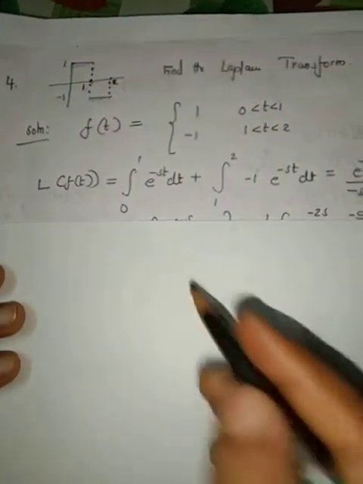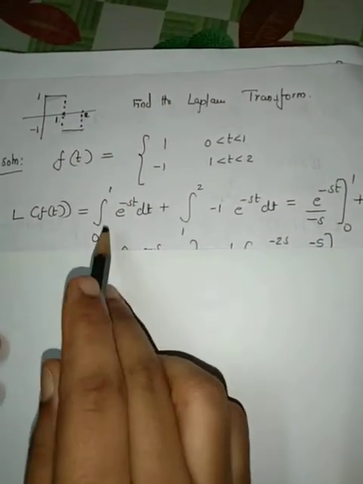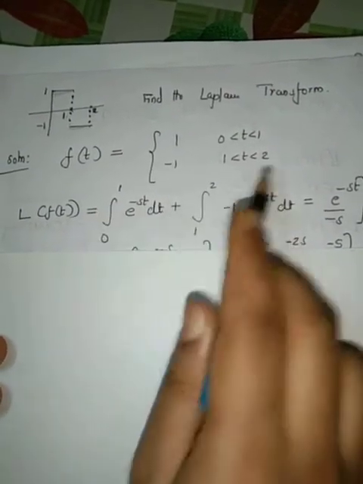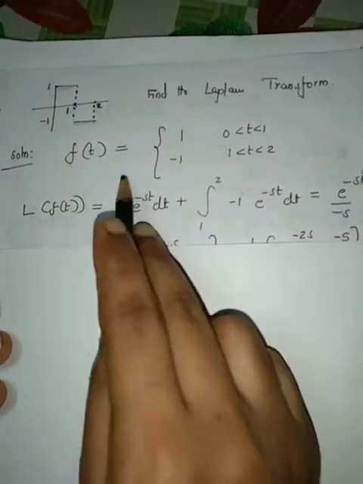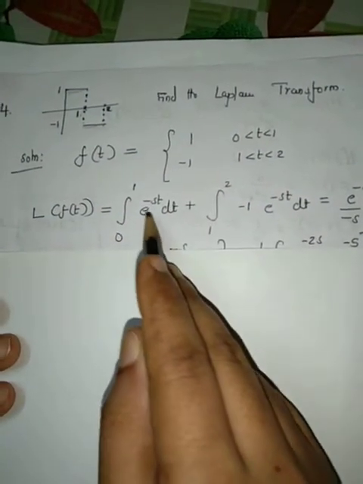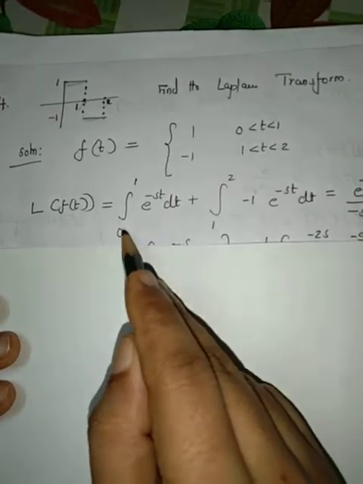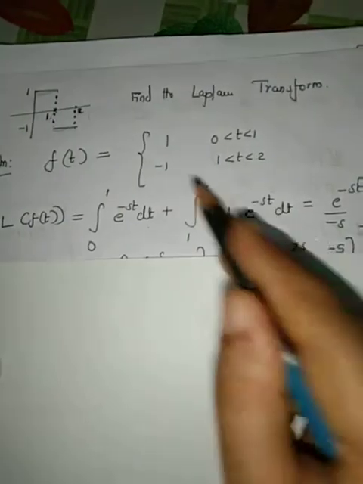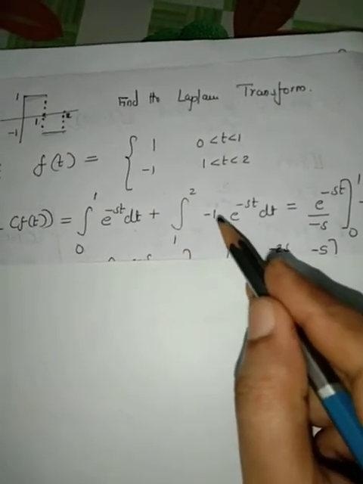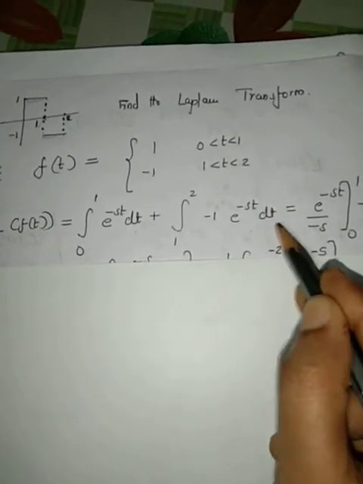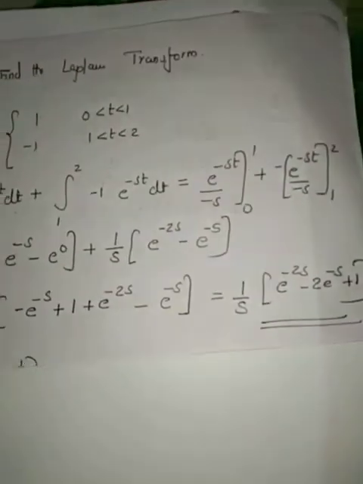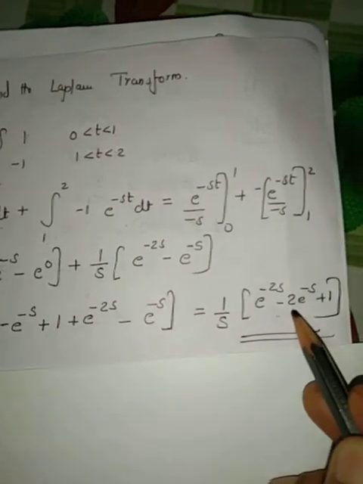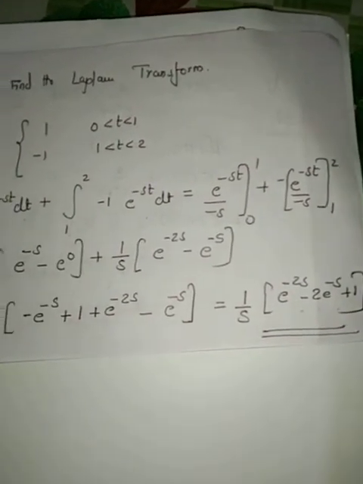Then apply the general formula. L of f of t is equal to integral 0 to infinity e raised to minus st into f of t dt. Split the interval into 2, that is 0 to 1 plus 1 to 2. In 0 to 1, f of t is 1, therefore it becomes integral 0 to 1 e raised to minus st into 1 dt plus integral 1 to 2, f of t is minus 1, therefore it becomes minus 1 into e raised to minus st dt. Then integrating and substituting the limits, we get the final value 1 by s into e raised to minus 2s minus 2 into e raised to minus s plus 1.